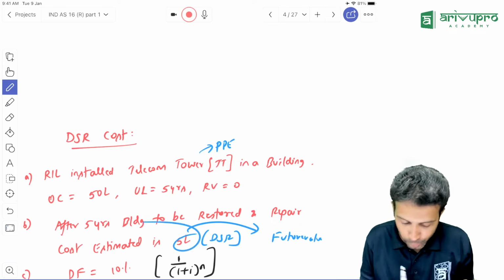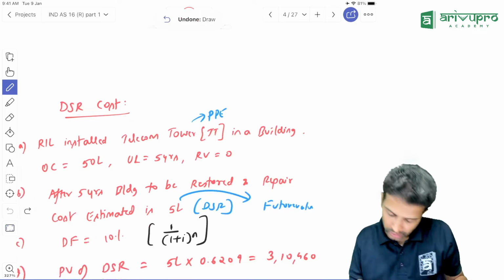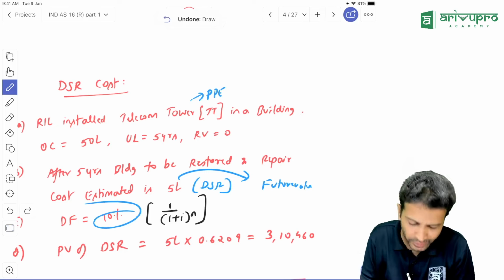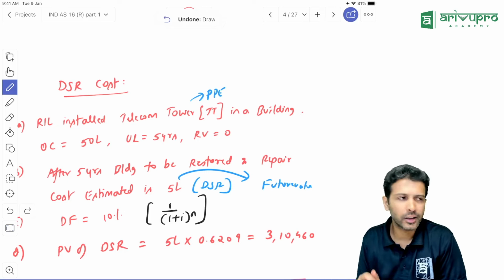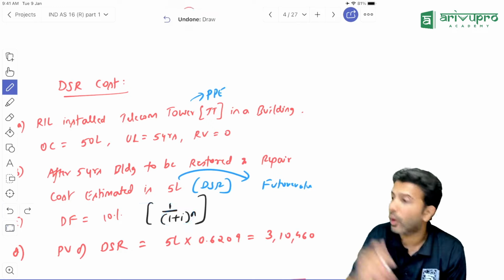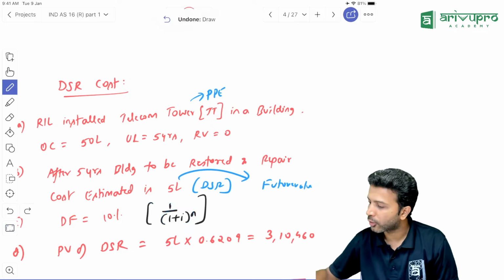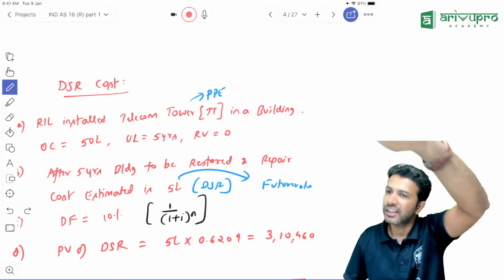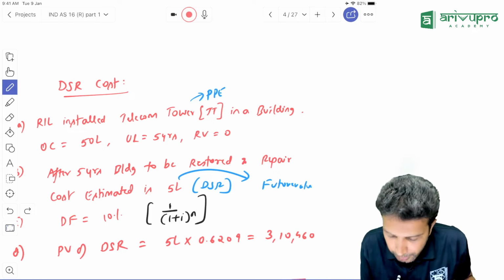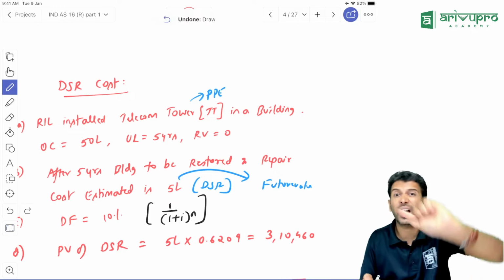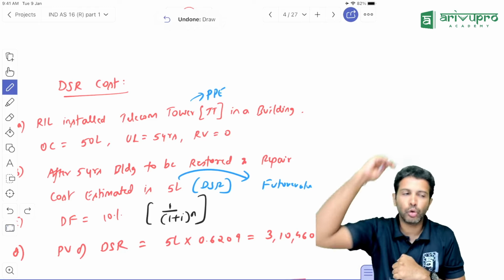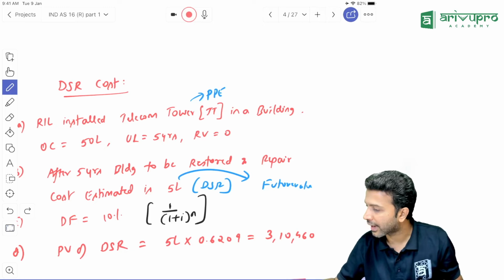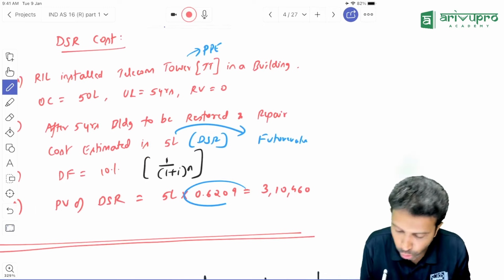So now this 5 lakh rupees is the future value. 10% is the discount factor. So we'll have to multiply by the discount factor for the 5th year. How do you get that? 1 divided by 1.1. In your calculator, you have to do 1 divided by 1.1. Press the equals button how many times? 5 times. Why 5 times? Because this DSR cost you're incurring now or after 5 years? After 5 years. So do 1 divided by 1.1, press the equals button 5 times. My calculator is showing 0.6209.